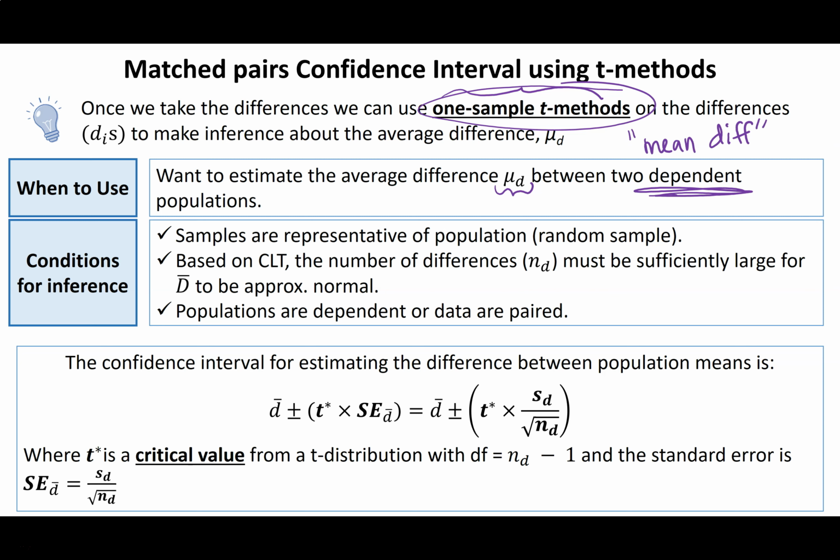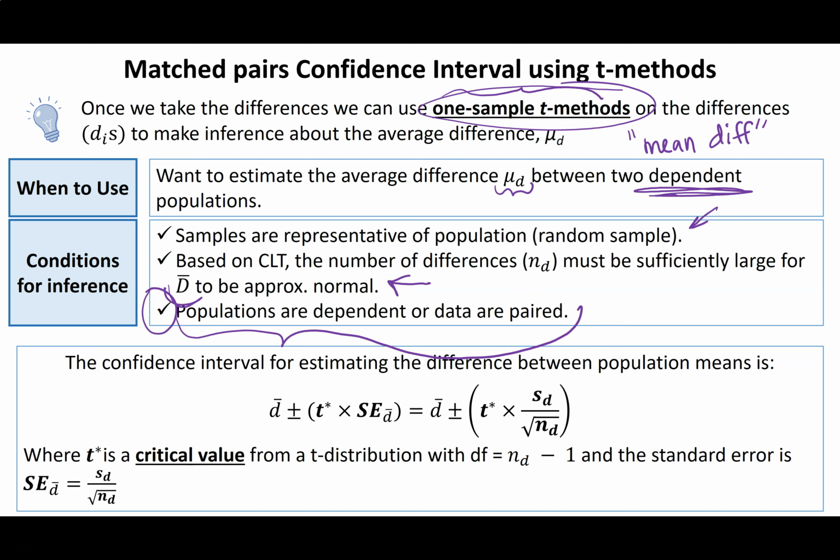Here we still want the samples to be representative of the population. So wherever the sample came from, hopefully they took the sample well. Hopefully it was a random sample. We do want the number of differences to be big enough such that the sampling distribution of D bar is approximately normal. For our iron example, a sample of 4 is pretty small. Hopefully they're going to tell us that the population of differences is normal. And then the third condition is that the populations are dependent, or the data are paired.